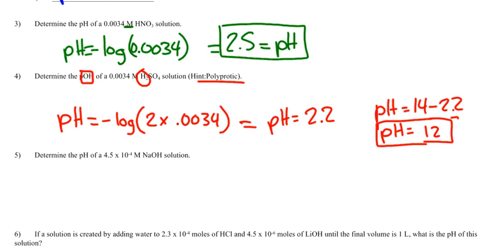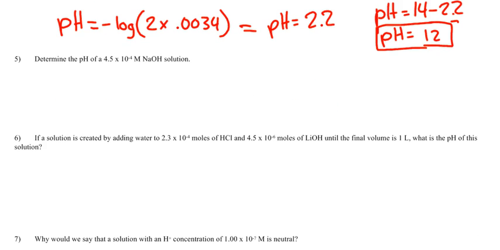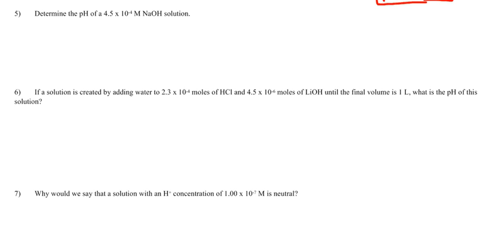Okay? I'm going to go to number 5. Number 5 says, determine the pH of a 4.5 times 10 to the negative 4th molar sodium hydroxide solution. Okay, so I'm going to look at this. I go 4.5 times 10 to the negative 4th. That's my concentration. This OH tells me that I'm dealing with a base, not with an acid, which also means that I can't directly calculate pH.